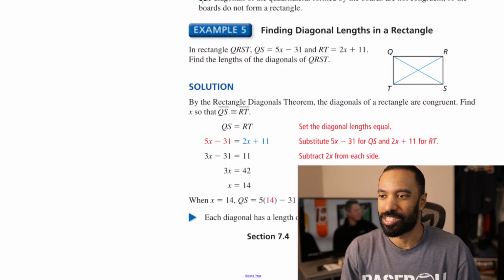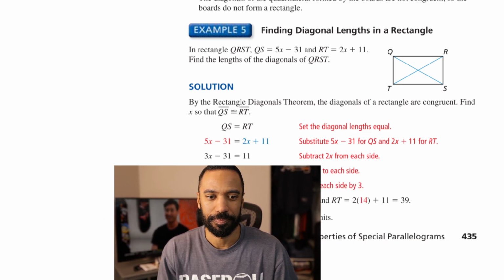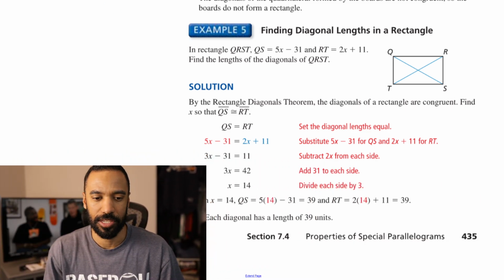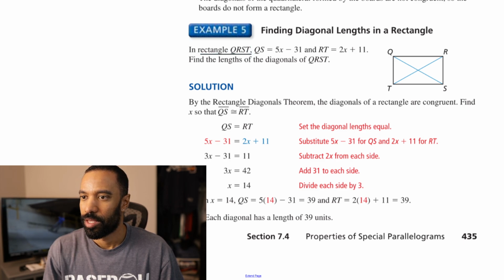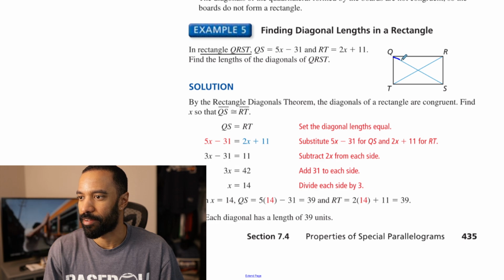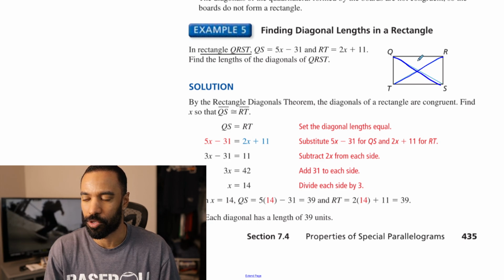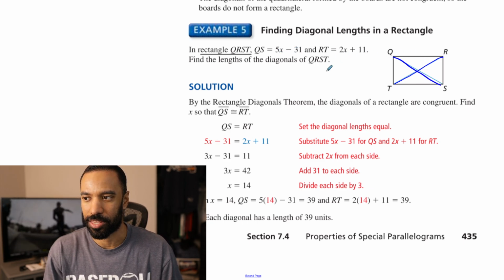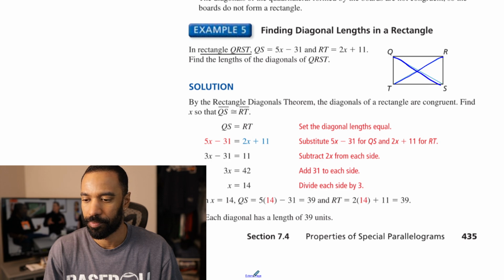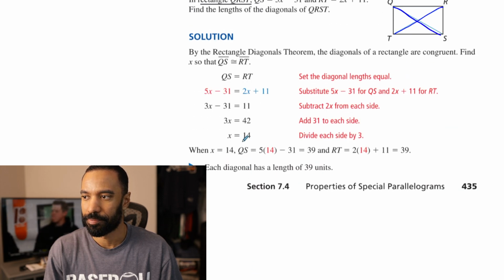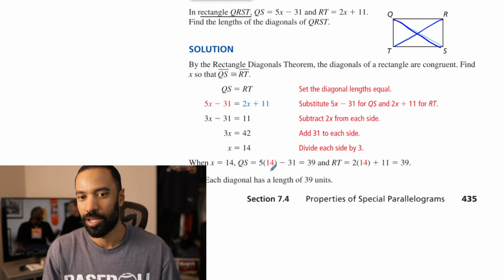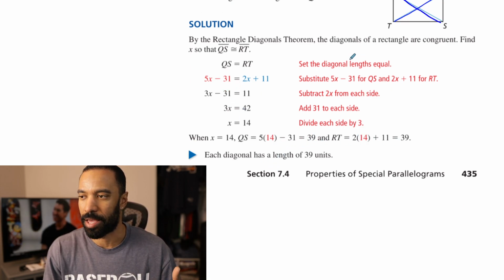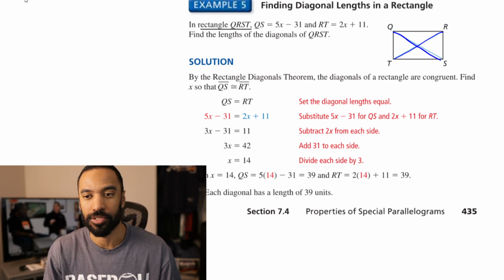Okay, finding diagonal lengths in a rectangle. In this situation, knowing it's a rectangle, QS is the entire length, 5x minus 31. RT, this entire length is 2x plus 11. They want you to find the lengths of QRST. We know it's a rectangle, so we get to set those diagonals equal to each other. Solve for x, you get 14. Then you can substitute 14 back in, and you can find the lengths. They should each be 39 when you plug them in. So take a look at the algebra from that. But again, rectangle has congruent diagonals. Set them equal.